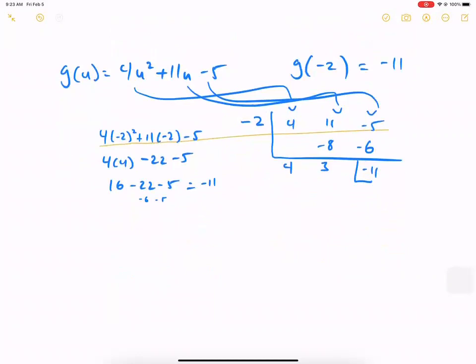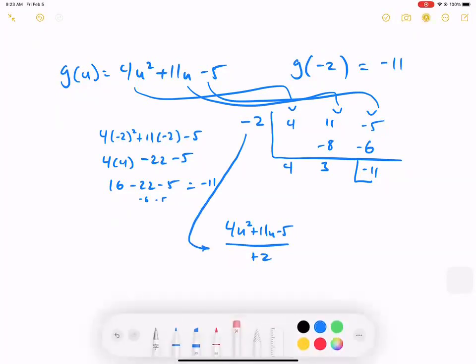Now, if I wrote 4u squared plus 11u minus 5 divided by u plus 2, careful, remember this becomes a plus 2. That's my factor. Well, not x, I'm sorry, I should erase that. U plus 2, that's a u, because we're in u mode. Our answer would have been 4u plus 3 minus 11 over u plus 2. So we could think of it as synthetic division also, and it would divide for us. But also, on a side note, it gives us what we plugged in.